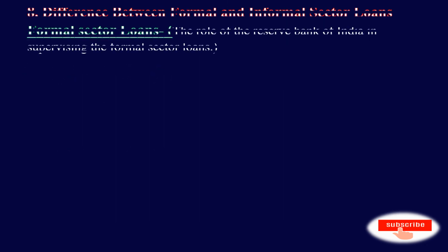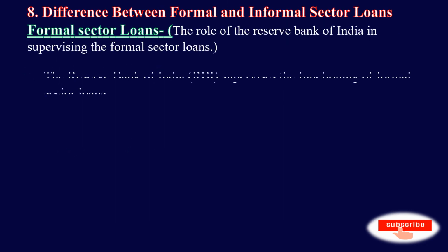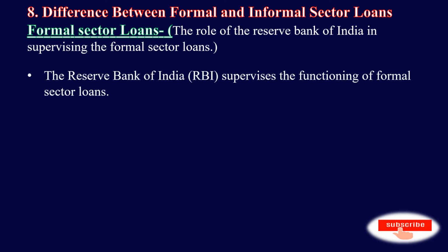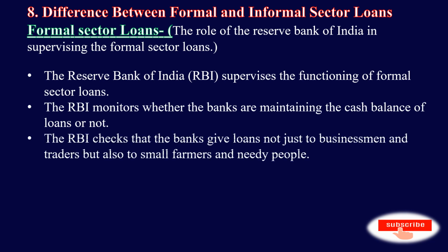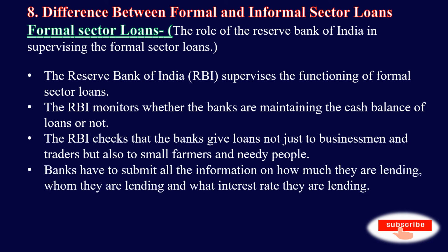The difference between formal and informal sector loans. The Reserve Bank of India supervises the functioning of formal sector loans. The RBI monitors whether the banks are maintaining the cash balance of loans or not. The RBI also checks that the banks give loans not just to businessmen and traders but also to small farmers and needy people. Banks have to submit all the information on how much they are lending, whom they are lending to, and at what interest rate.